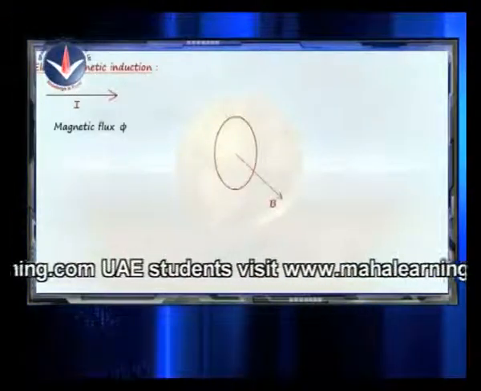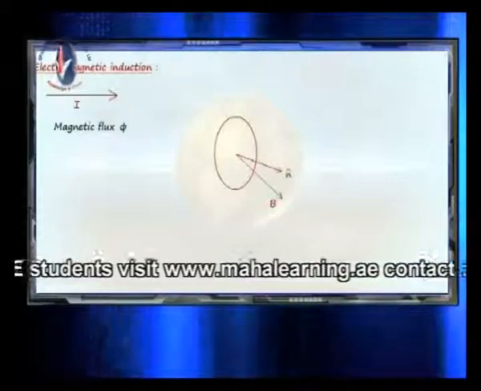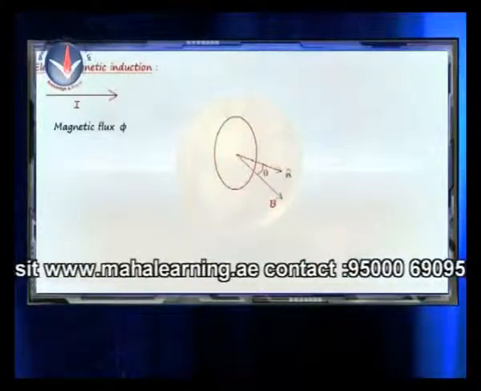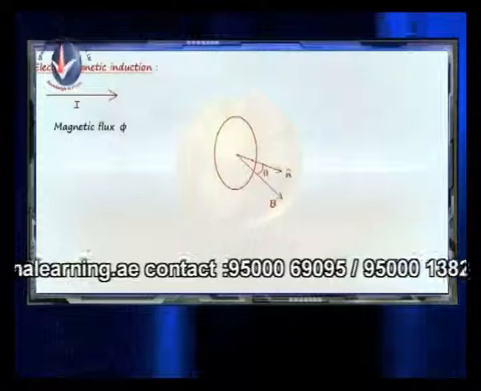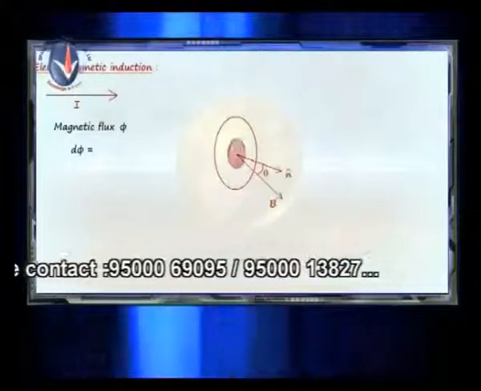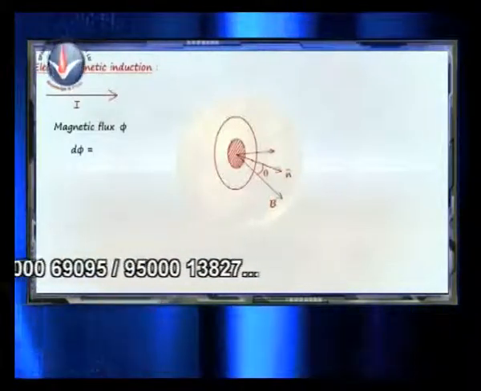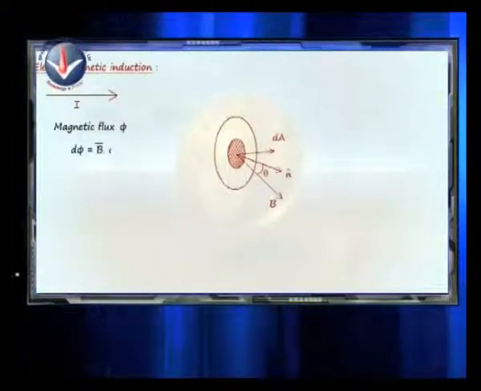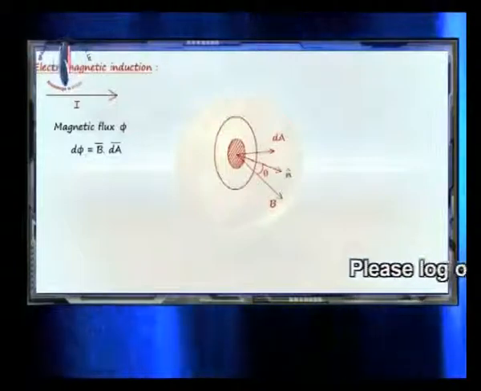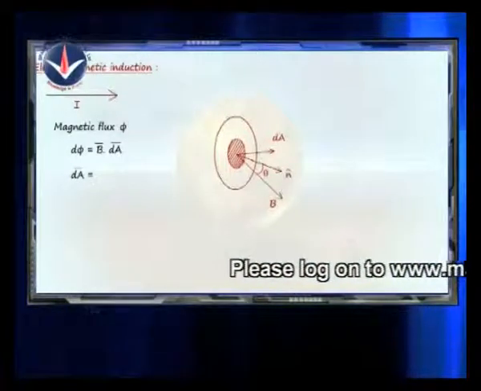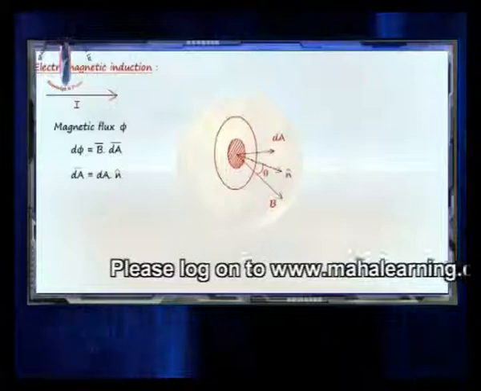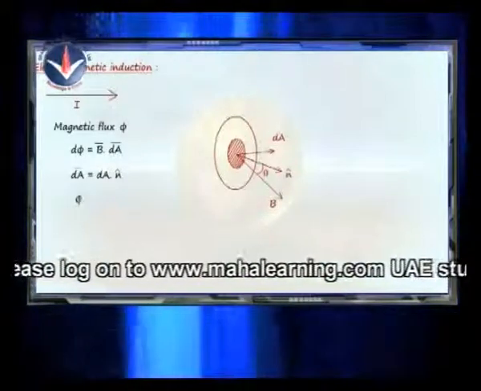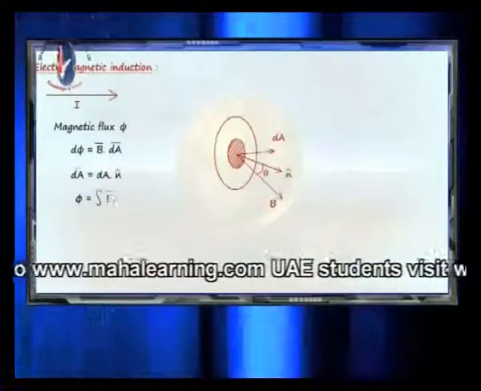Suppose we have a surface, and this is the direction of the magnetic field, normal to the area, and this is theta. Now I am going to define magnetic flux d phi, passing through an elemental area. Let me call this dA, as the product of B and area vector dA, where area vector dA is defined as dA into n cap. The total flux through the entire area will be given by the integral of B dot dA.